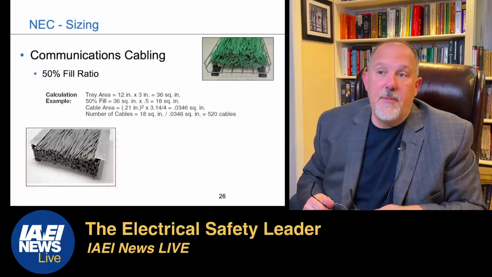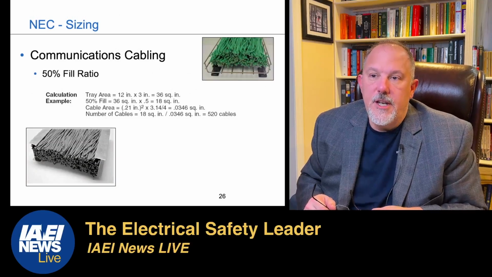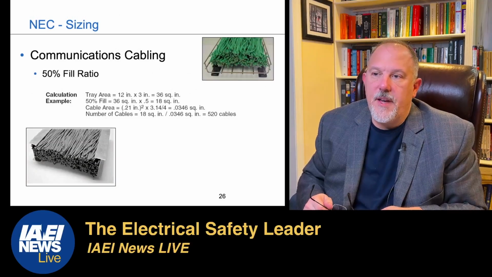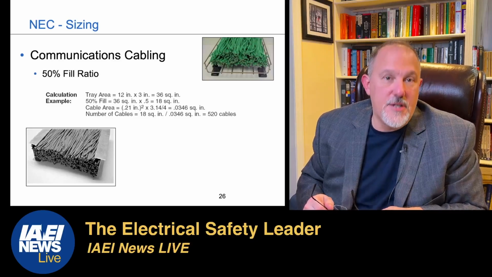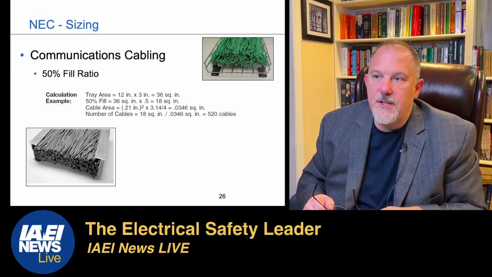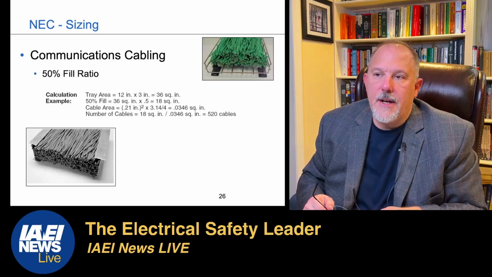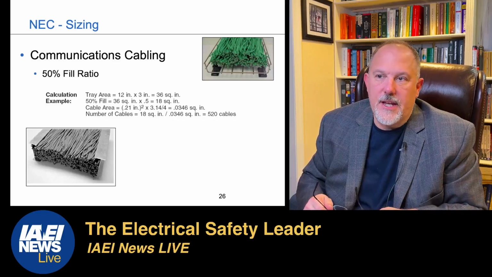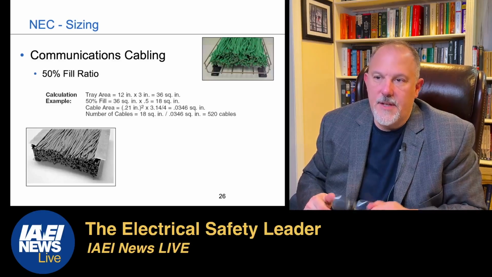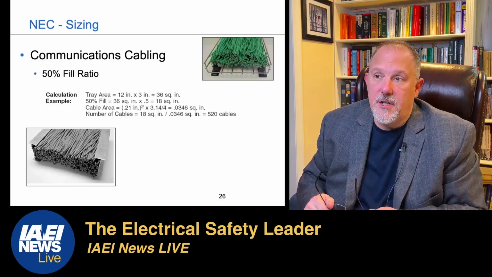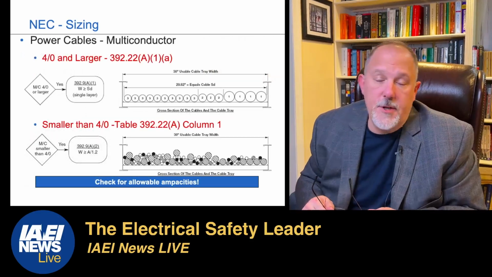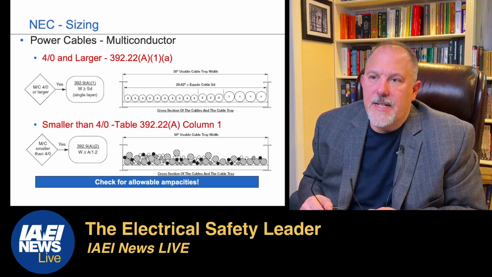You have communication cabling at a 50% fill ratio. The calculated tray area, if it's 12 by 3, is 36 square inches. 50% fill is 18 square inches. Then your cable area depends on the cable and all that good stuff. So in this case, for these cables, you can fit 520 cables in there. And remember, when it comes to communications, you're not worried about derating for ampacity and things like that. It's communications.